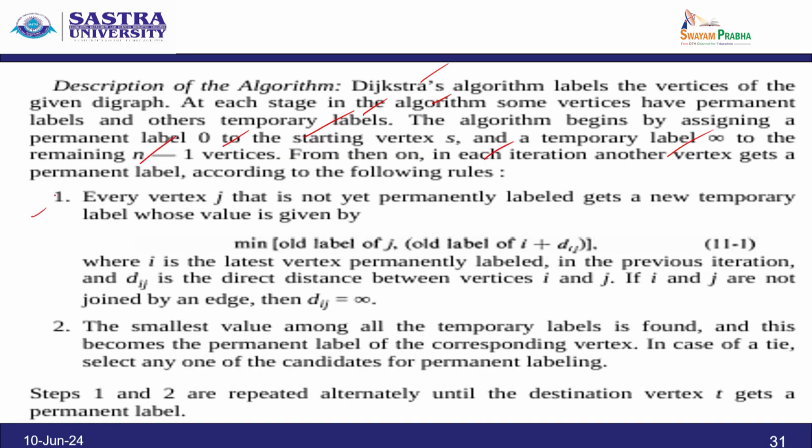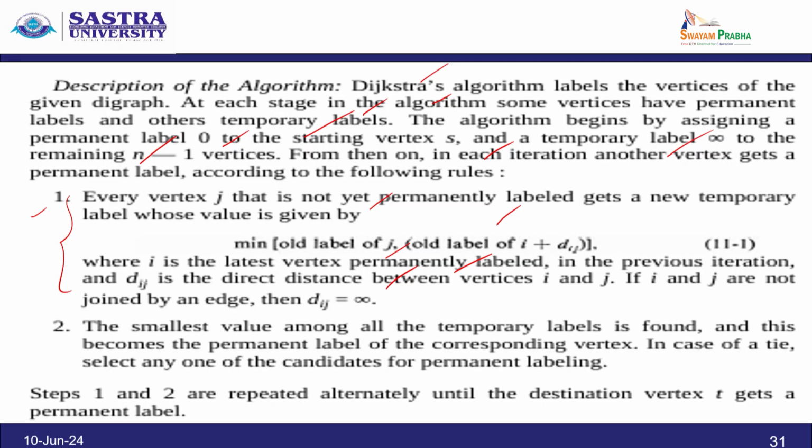From then on, in each iteration, another vertex gets a permanent label according to the following rule. Number 1, every vertex j that is not yet permanently labeled gets a new temporary label whose value is given by the minimum of the old label of j, comma, the old label of i plus dij, where i is the latest vertex permanently labeled in the previous iteration, and dij is the direct distance between the vertices i and j. If i and j are not joined by an edge, then dij is equal to infinity. This is very important to remember: you take the old label of j and the old label of i plus the distance, and whichever is the minimum, that you have to take.